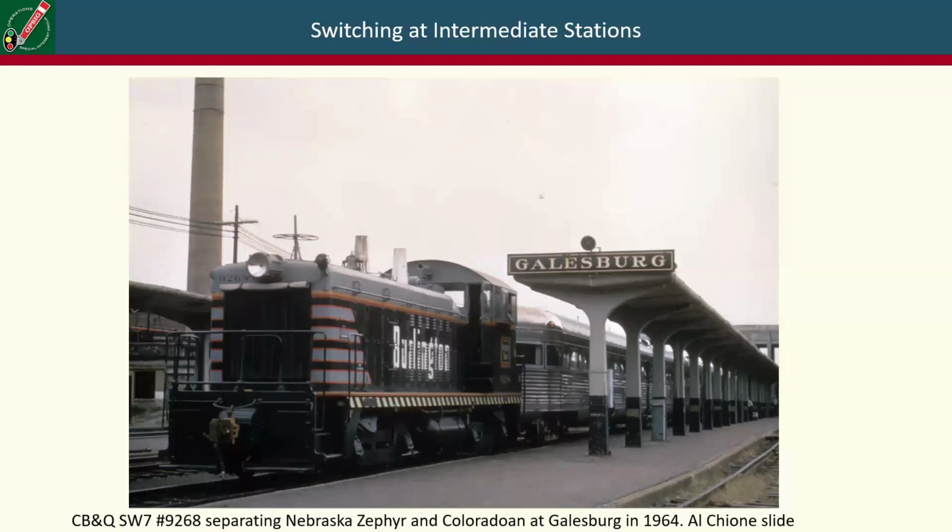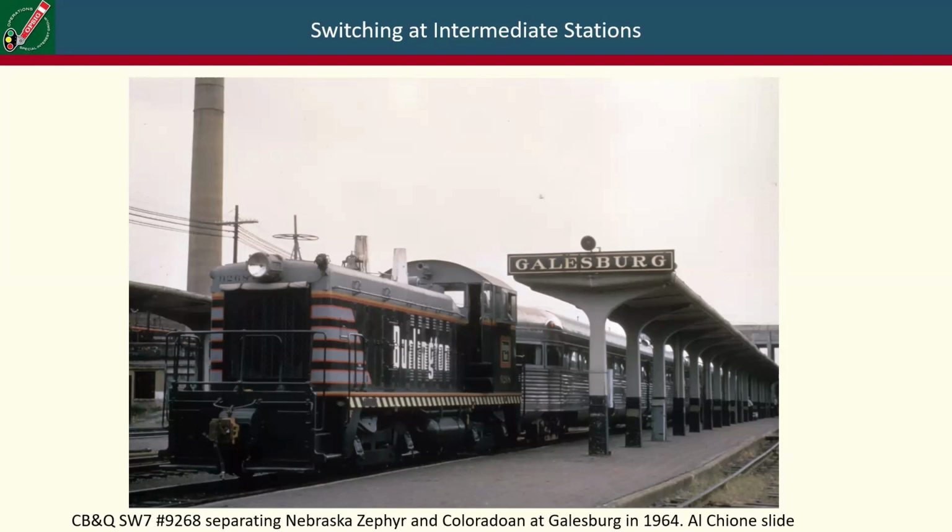So yeah, I just threw this in. You don't need to model Chicago or New York or LA to have stations with switching. You can model stations in between the lines. So this is the Galesburg station in Illinois, and this is showing a switcher switching one of the trains there. I mean, a photo, this looks like it's the switcher separating the Nebraska Zephyr and Colorado in Galesburg.